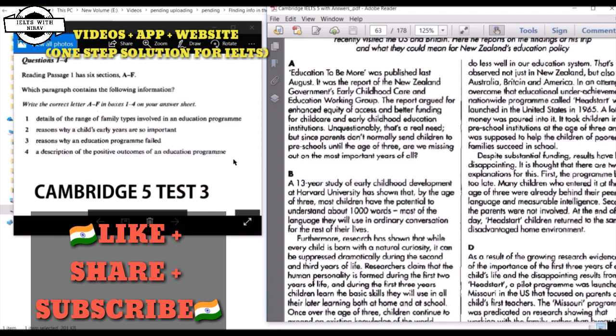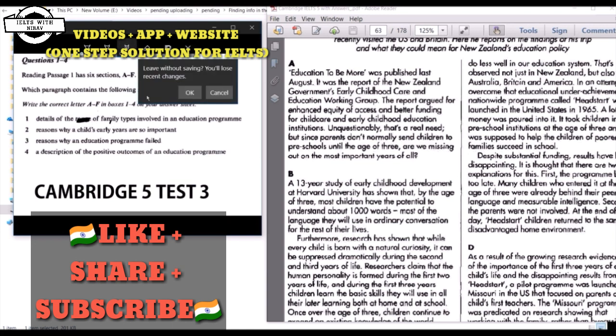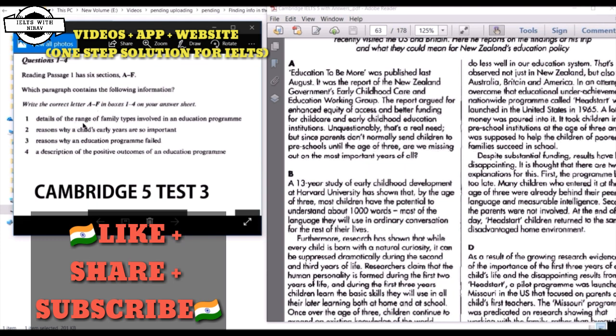First, read your questions and understand them, and to understand them, it is essential to mark some keywords. Read all the questions, and try to find the answers together. So let's read the first question. Details of the range of family types involved in an education program. I will mark range of families. So range of family is one keyword. Second is education program. So range of family involved in education program.